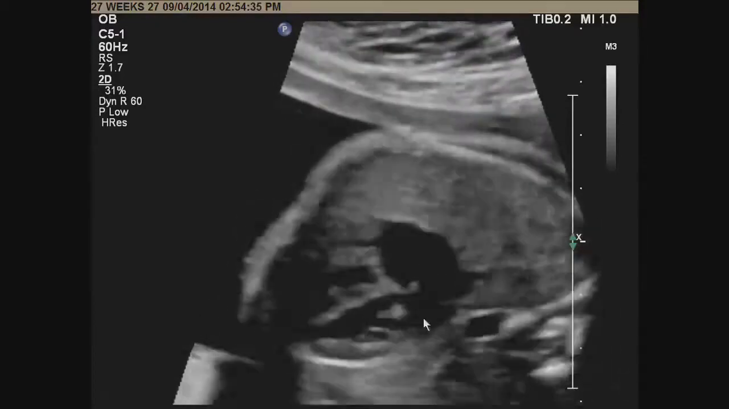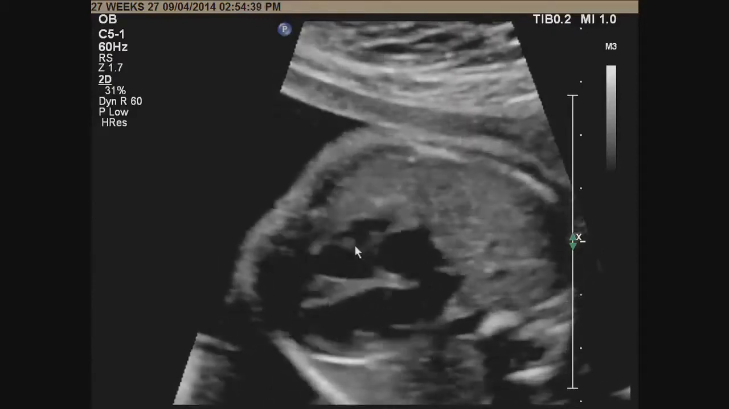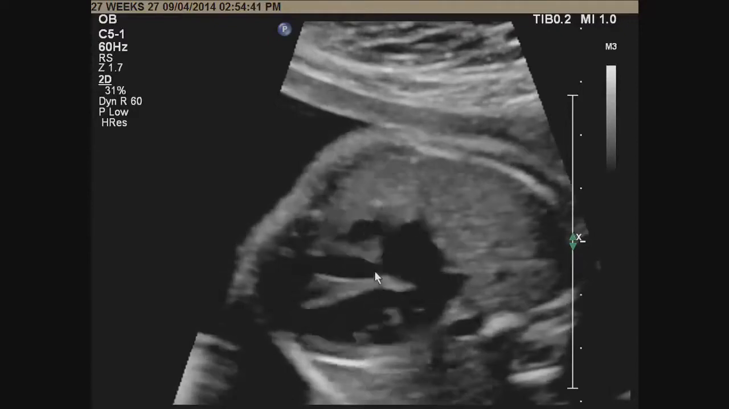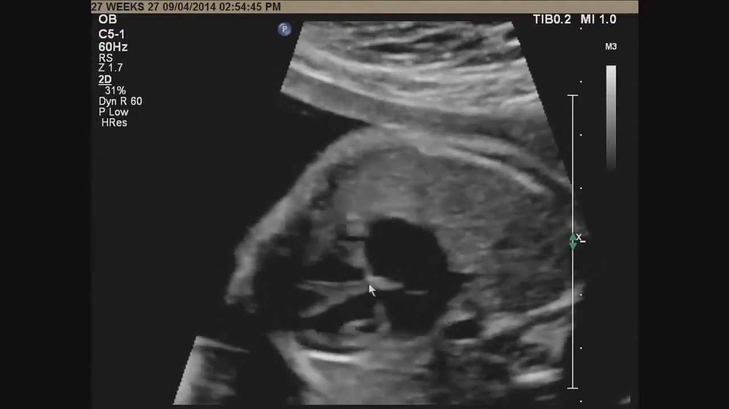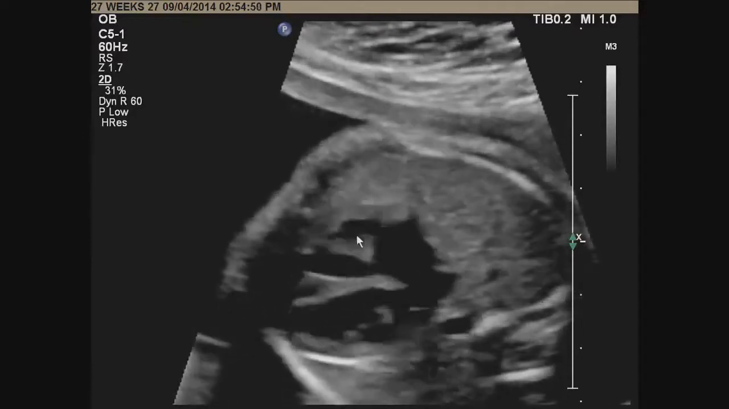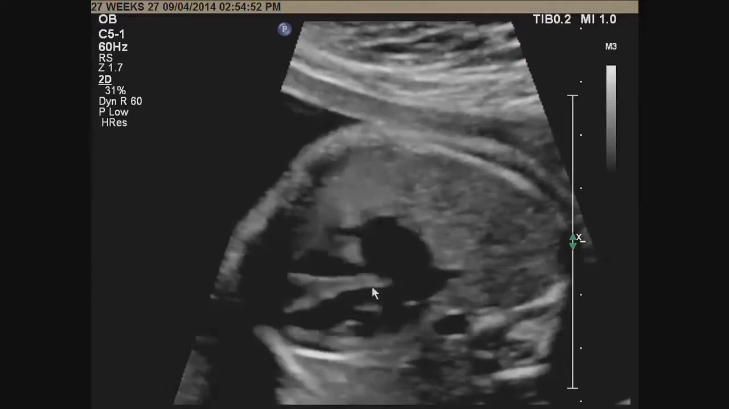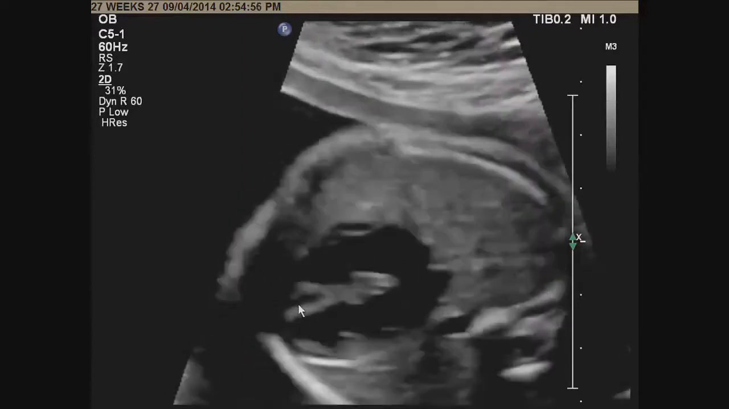So atrial size is equal, foramen ovale open, septum primum area is equal. I see the septal leaflet of the tricuspid valve insertion, and the septal leaflet of the mitral valve right here. They're opening and closing very nicely, synchronously. There's no thickening along the AV valves. So that looks very nice, a normal heart at the 4-chamber view.